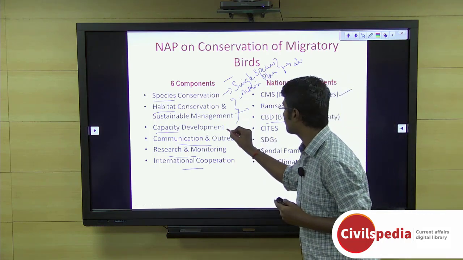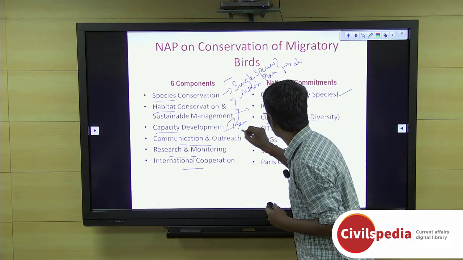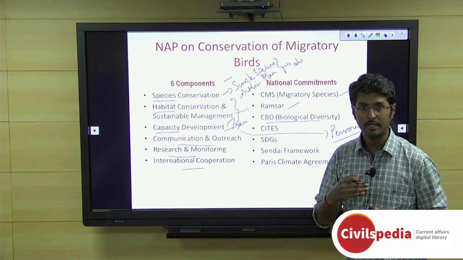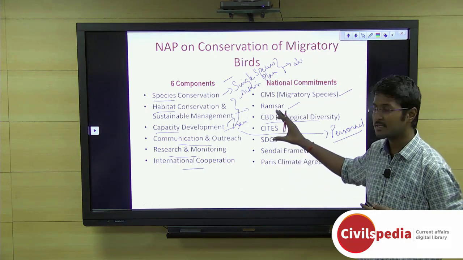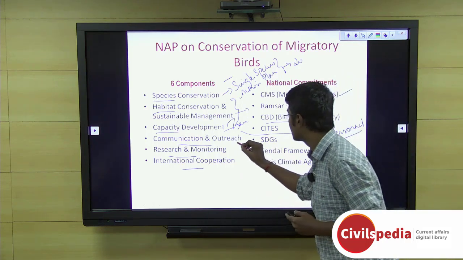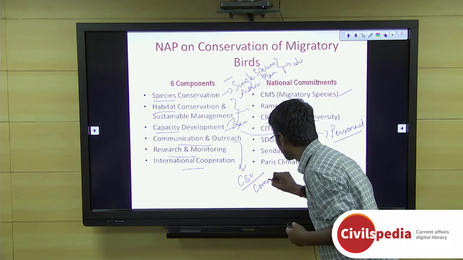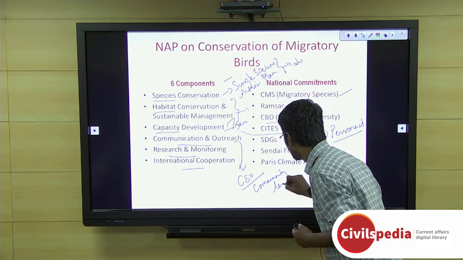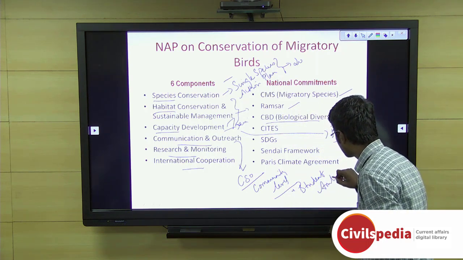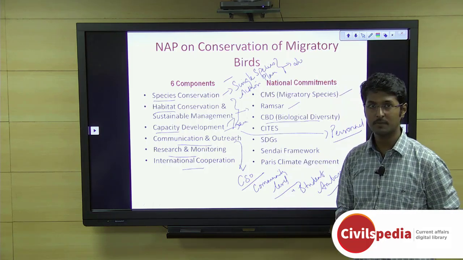Next thing is the capacity development, in order to train the personnel who are involved in conservation. Here it is the forest officers, and also to develop the institutions that are needed for conserving these migratory species. Next thing is the communication and outreach. This needs cooperation from the civil society organizations at community level participation, and a concept called student ambassadors has been proposed in order to conserve these migratory birds.